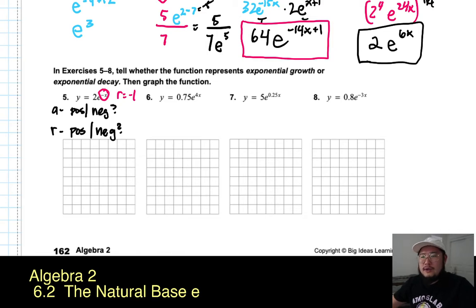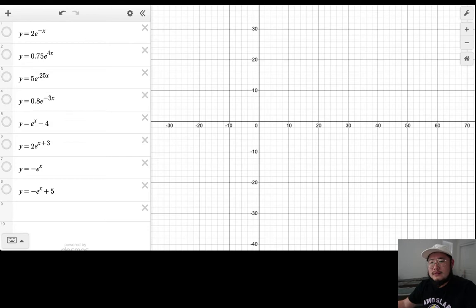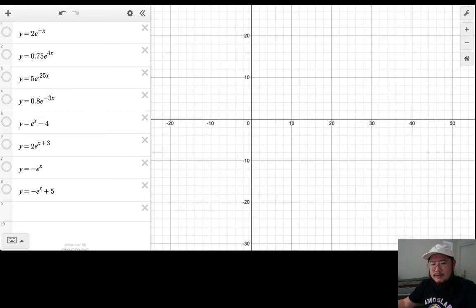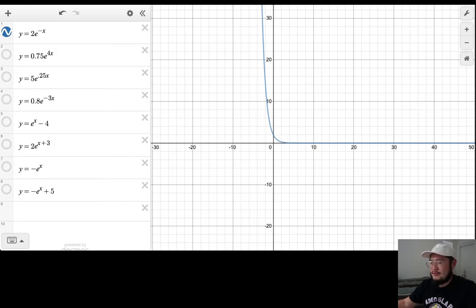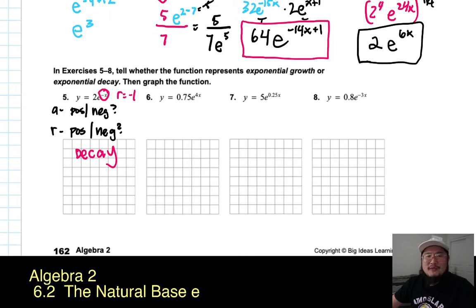Let's see what our function should look like. Let's go ahead and go over here to Desmos. And lo and behold, I've got that function right here. And we've got ourselves decay. I am sorry. I don't know what I was thinking. Because our R value is negative, we do have ourselves exponential decay. I don't know why I thought the opposite. I said all the right things, I just didn't give the right answer. And it happens. A lot of things going on right now. So there you go. All right. Good thing I showed the graph, or else I would have given you some misinformation there.